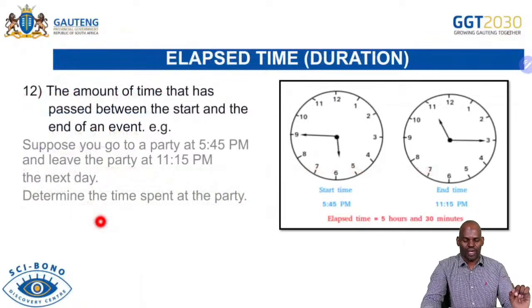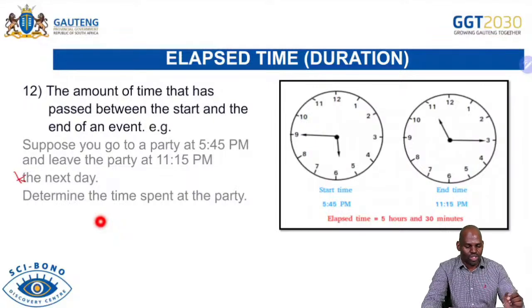Okay, then the elapsed time. We spoke about elapsed time at the beginning of the lesson, or the duration. So what do we mean by elapsed time? The amount of time that has passed between the start and the end of time. That will be the definition for an elapsed time or duration. For example, suppose you go to a party at 5:45 p.m. and leave the party at 11:15 p.m. the next day.